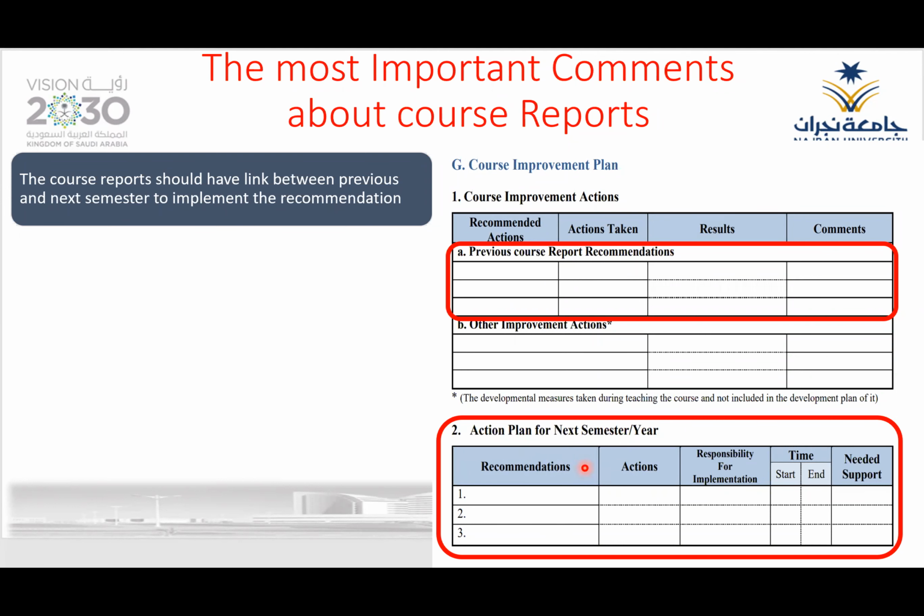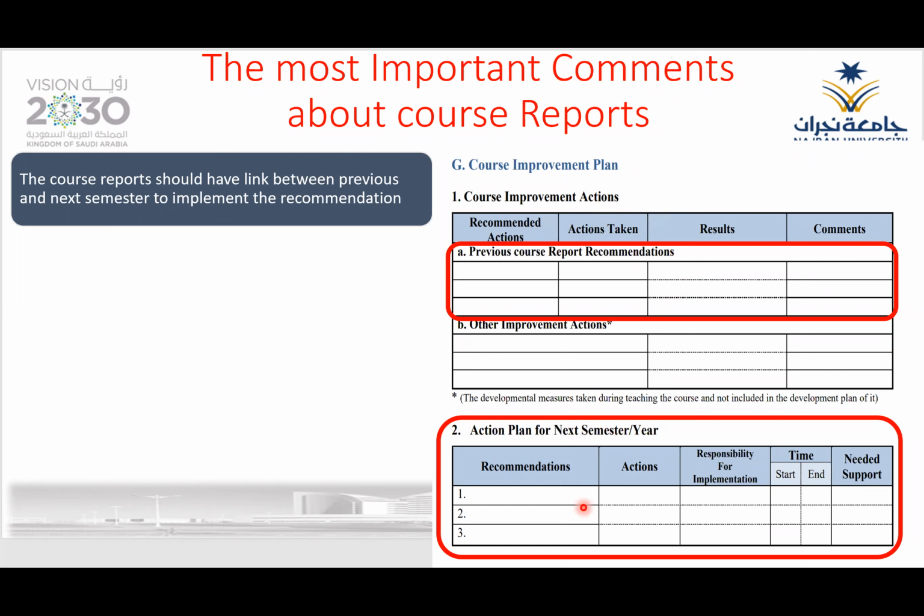I'm preparing the course report for this semester. So here in the previous course report recommendation, I have to go to the last semester's course report and take the recommendation which was written there. So I have to include it here, then write what action was taken, what the result was, what the comment is. It means we have to link between 2 semesters, the previous semester and the current semester.